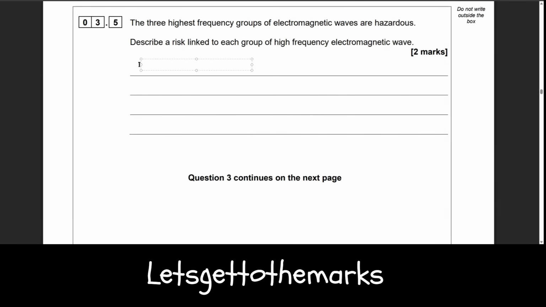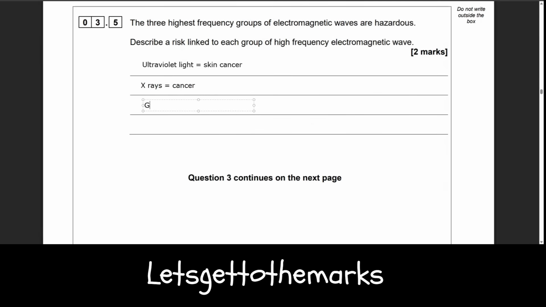So I'm going to say ultraviolet light, what's the risk? Equals skin cancer. We could put sunburn, that would be good enough. Ultraviolet light or UV light, you can get skin cancer. X-rays, again, they're highly ionizing, and again, cancer.